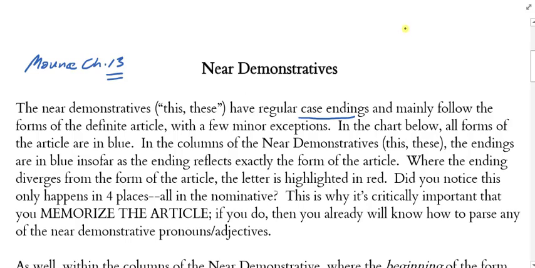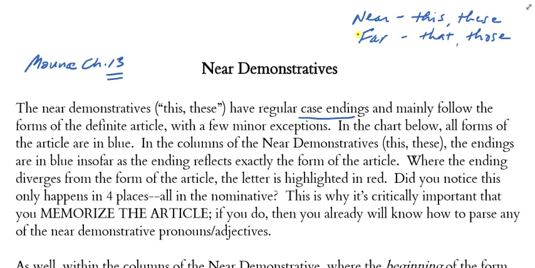I'm just going to write down a couple of things. The near demonstratives are translated this and these, if it's plural, and our far demonstratives are that and those. Okay? So when we use near and far demonstratives, the point of orientation is the speaker.